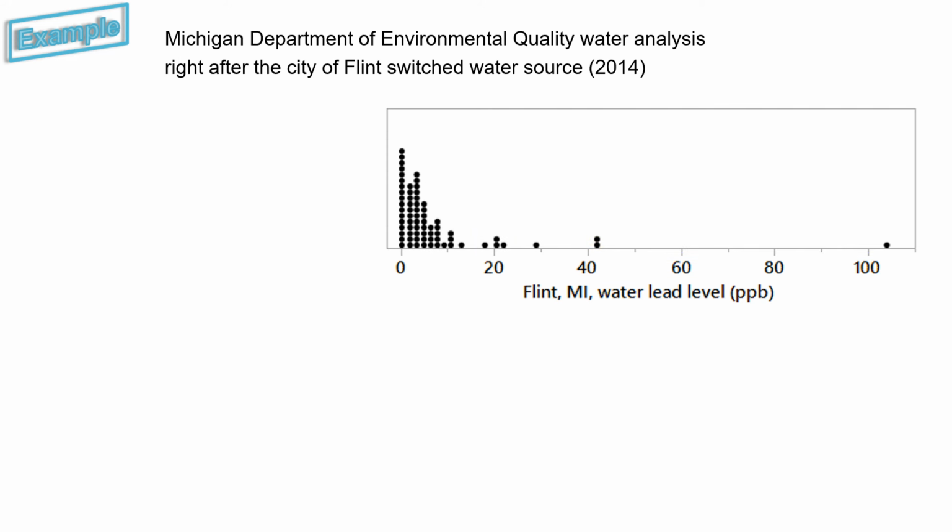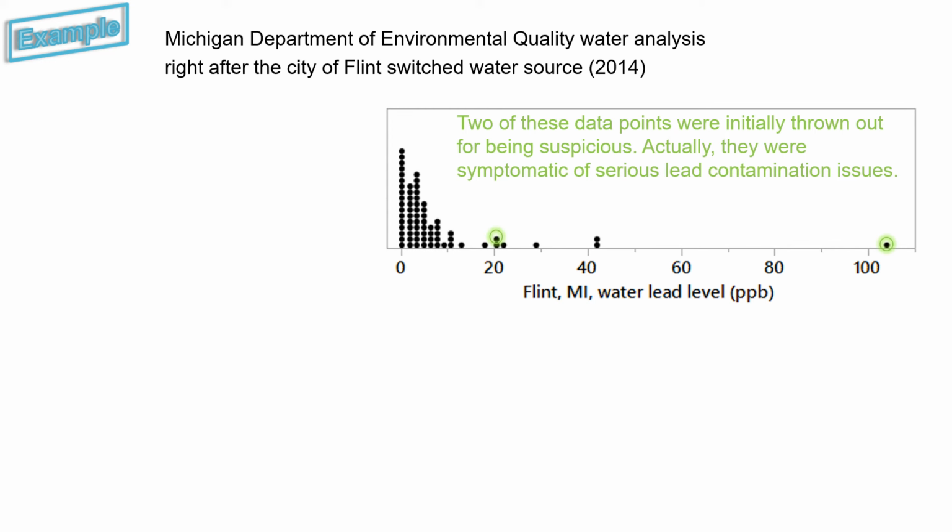At the time, 2 of those data points shown here were initially thrown out for being suspicious. Placing them in historical perspective, we now know that those points were actually symptomatic of new and serious lead level contamination issues. The EPA, the Environmental Protection Agency, has clear rules regarding what must be done in situations indicating high lead levels. Specifically, when more than 10% of houses have high level of lead in excess of 15 parts per billion, then action must legally be taken.